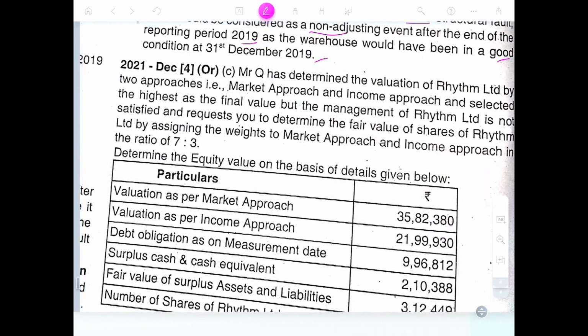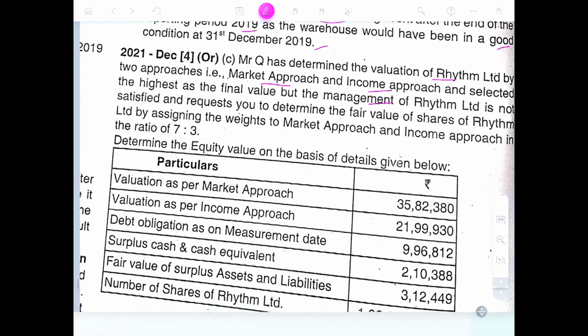Q was to determine the valuation of the firm using two approaches, market approach and income approach. Selected the highest and final value, the manager of Rhythm is not satisfied. Request to determine the fair value of share of Rhythm Limited. Assign the weight of the market approach and income approach in a 7 to 3 ratio.